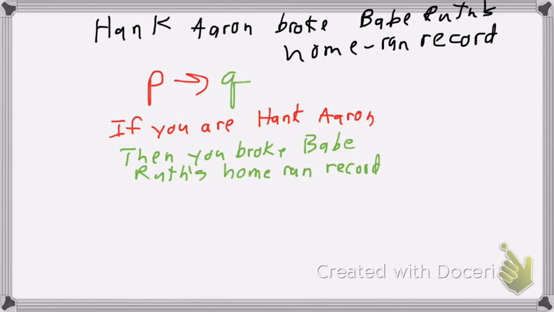Okay, so notice we have that if part right there. We have our hypothesis. That's our if you are Hank Aaron. And so how this works is if you are Hank Aaron, then you have to be of that set of people who are Hank Aaron. There's only one Hank Aaron. Then you broke Babe Ruth's home run record. So it's that automatic. If you fit that first part, if you are part of the hypothetical class of people or things which fit that first part, then the second part must apply to you. So that's how 8 through 12 work.